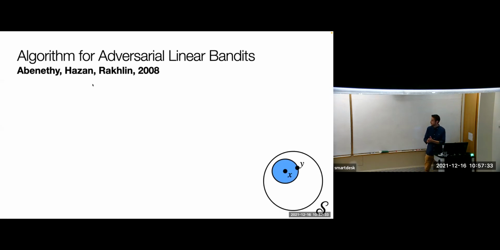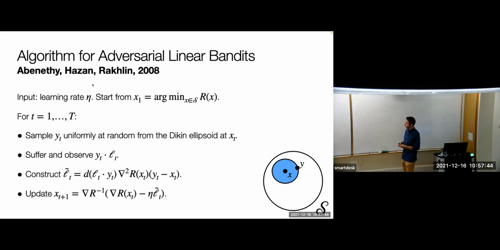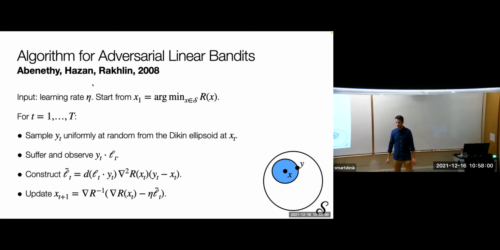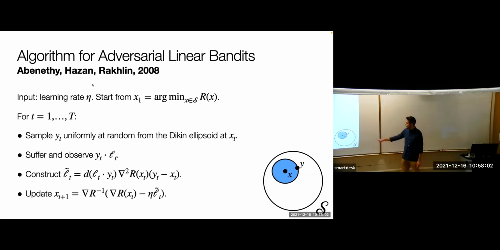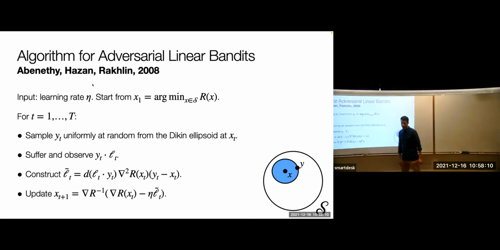Okay, so how can I use self-concordant barriers to get regret for linear bandits? I can do the following. The idea is that I do mirror descent using this barrier R, but at any point x_t, my prediction is a sample y_t that's taken uniformly from the Dikin ellipsoid around x_t. Then I observe the inner product, the loss between y_t and l_t, and then I can construct an unbiased estimate of the loss l_t.